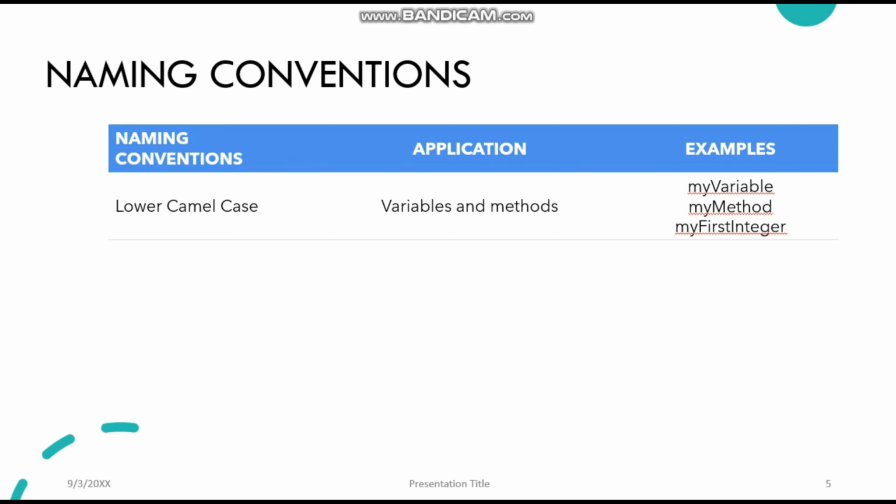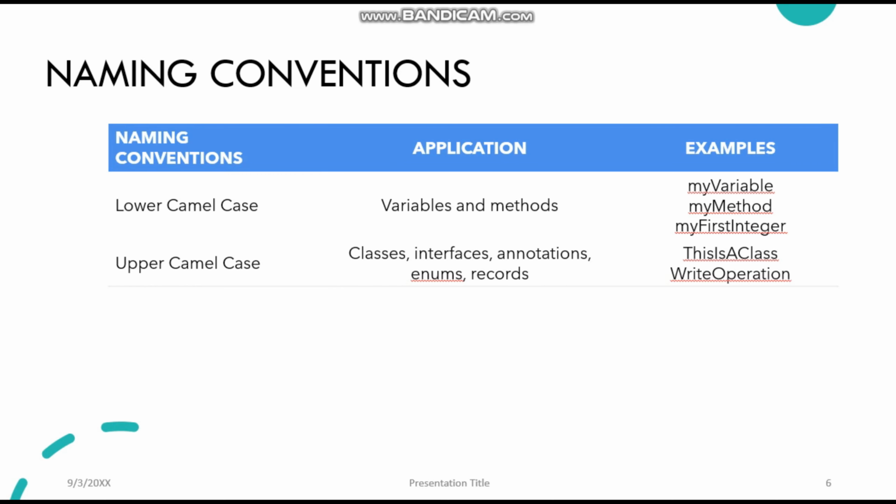We have to write them in lower camel case, which means we have to start them with a lowercase letter and then capitalize the first letter of every subsequent word. So for example, here myVariable or myMethod or myFirstInteger, all of them start with a lowercase letter, and then the subsequent words, that is Variable or Method or First or Integer, all start with a capital letter.